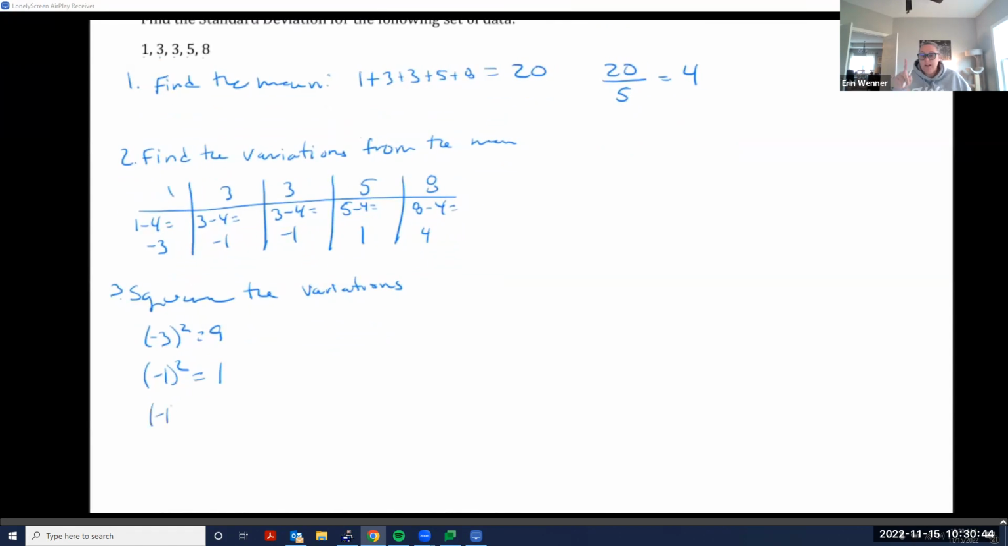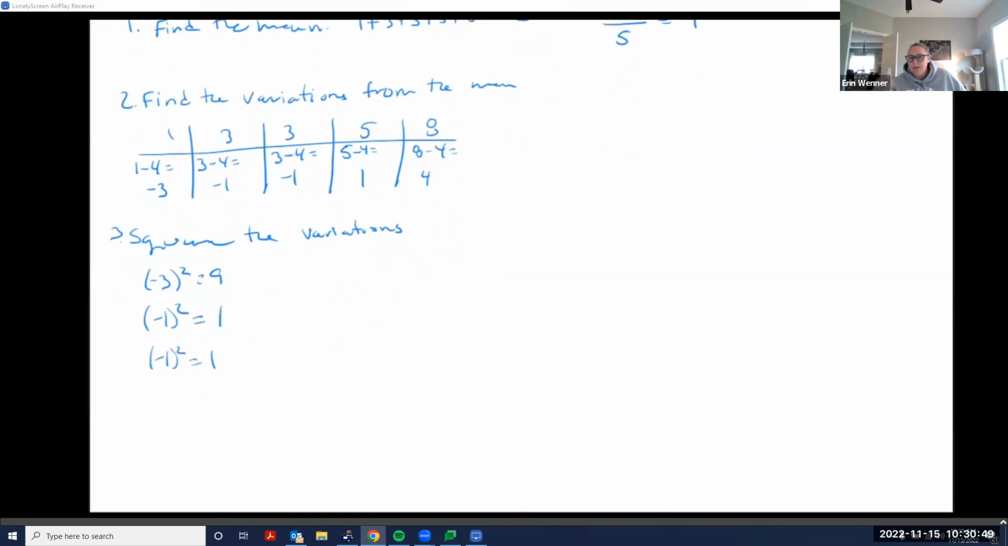Again, I have the same variation, -1, twice in a row. You can't just use one. We have to use all of them. So that's why you'll see I'm squaring -1 two times, because I have two of them. Now I'm going to square 1, which also is 1, and then square 4, which is 16. The reason we square it is to get rid of the negative values.